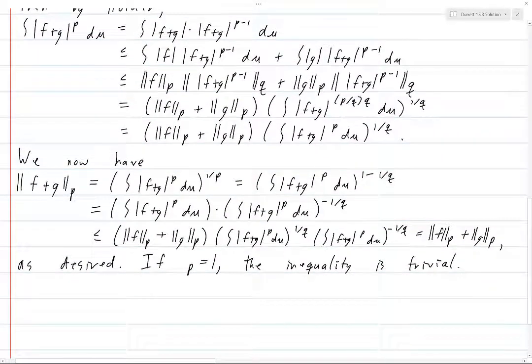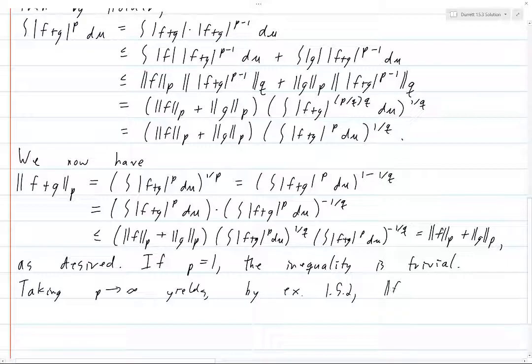If p equals 1, the inequality is trivial. What about if p equals infinity? Taking the limit as p goes to infinity yields, by exercise 1.5.2, which basically says that the infinity norm is the limit of the p norms, so ||f+g||_∞ is precisely the limit as p goes to infinity of, I should not break that up.